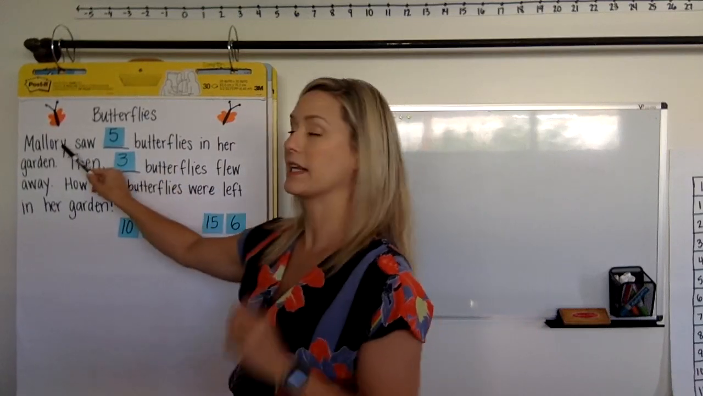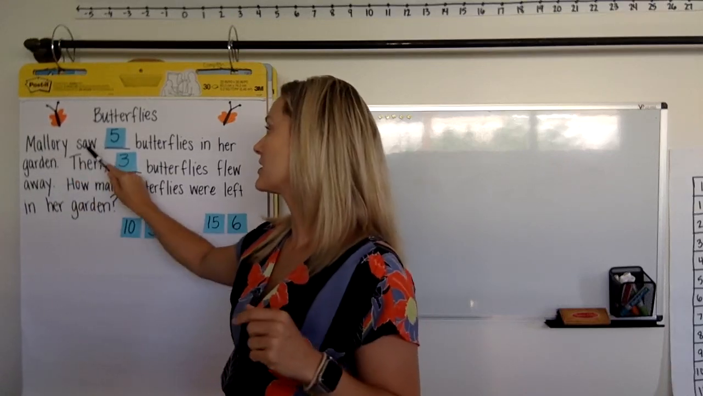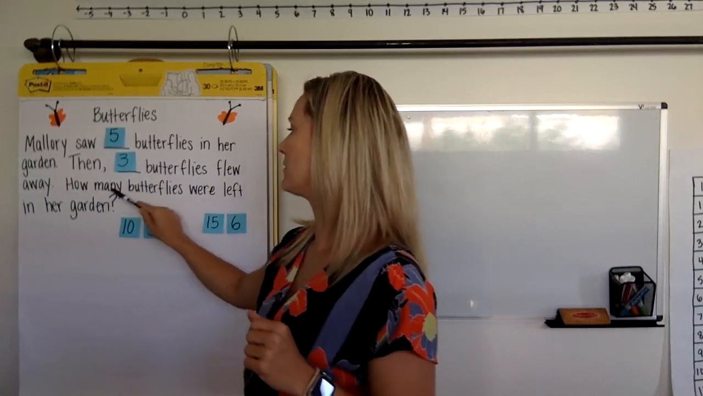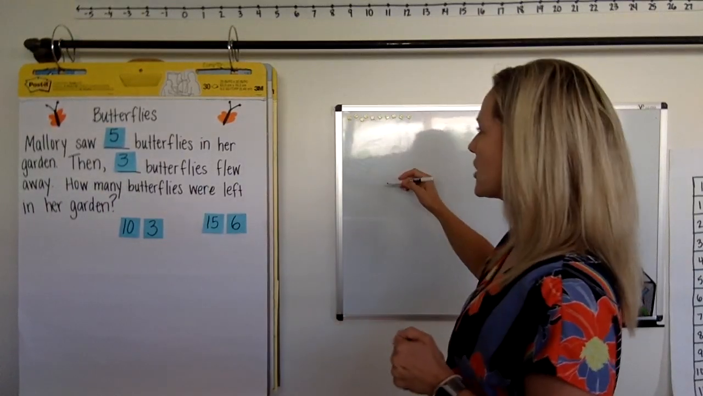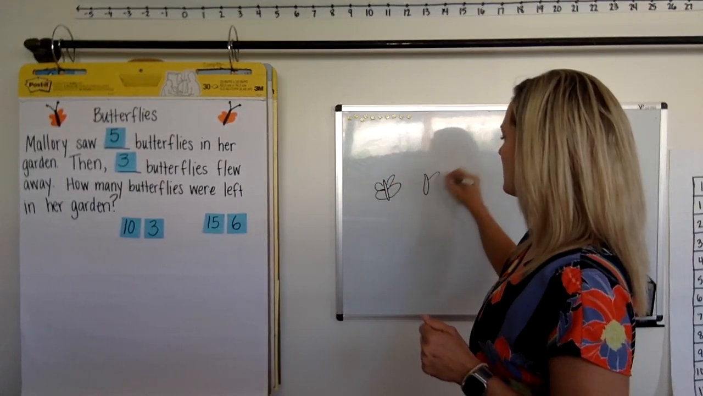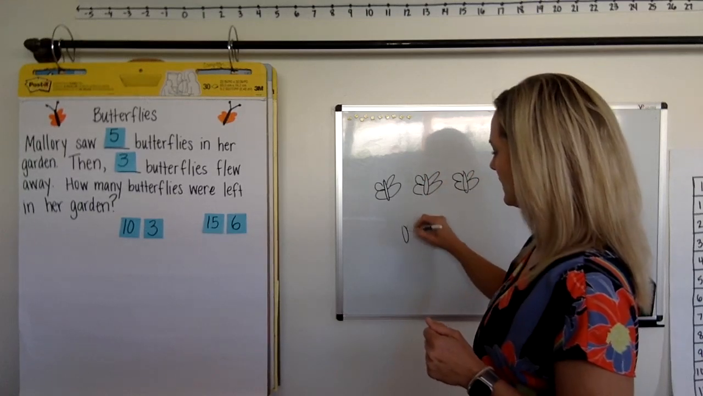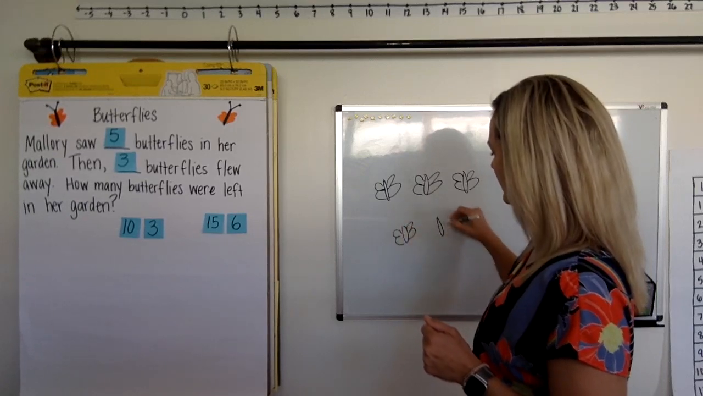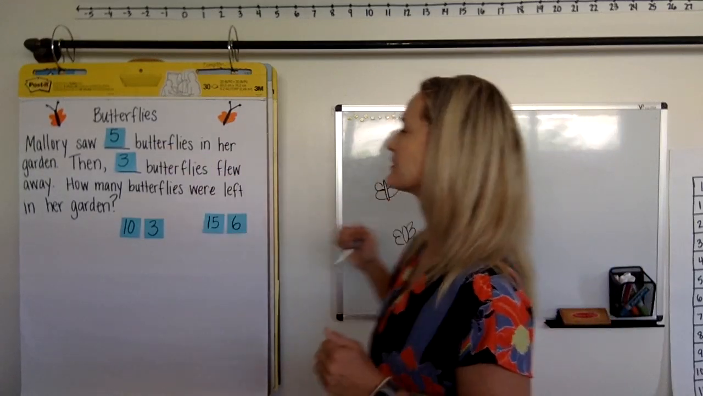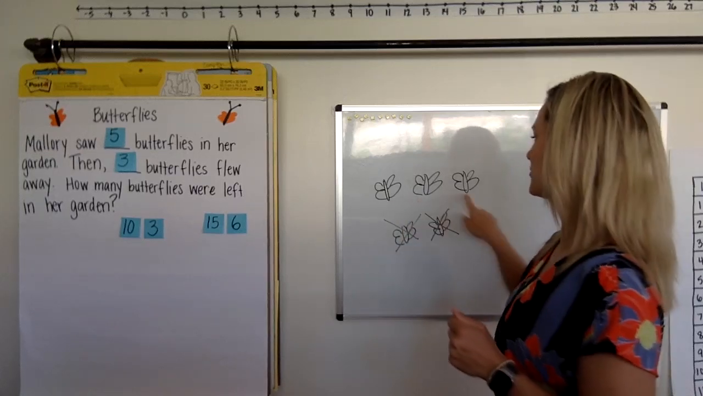And I'll reread it again, making sure to focus on what is happening in the story, so the action. Mallory saw 5 butterflies in her garden, then 3 butterflies flew away. How many butterflies were left in her garden? Your child may actually draw the butterflies. That's fine. We see that a lot in class. That just shows us that they're really thinking about the story. Is it necessary? No. Is it fun for them? Yes. So they draw out the 5 butterflies, and then oftentimes you're going to see them go like this. 1, 2, 3 were left.